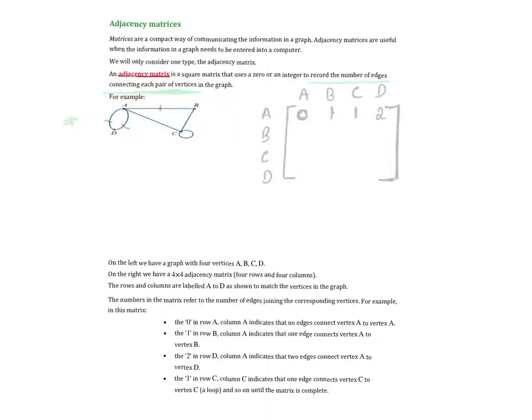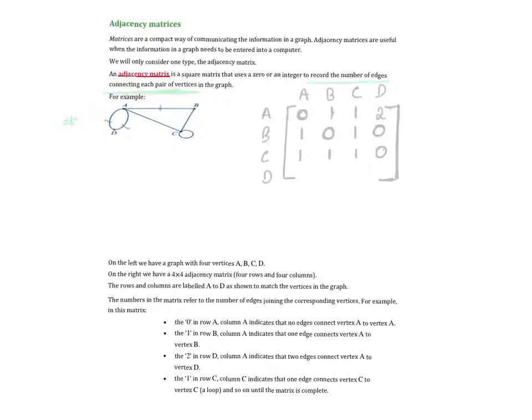We are going B to A. Well, we've already done A to B, so it should be exactly the same number. And next one, B to B, well, it's not a loop or anything, so it is just a 0. B to C, there is one edge, and B to D, there are no edges. You cannot go directly there. Next one, C to A, 1. C to B, 1. C to C, 1. C to D, 0.